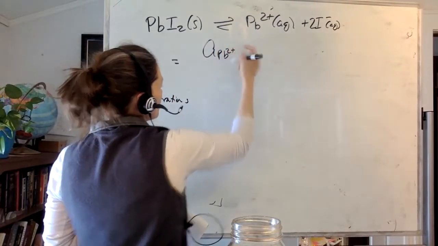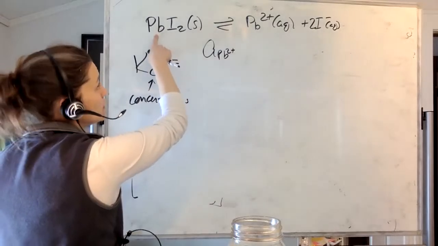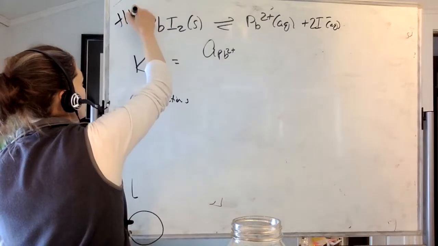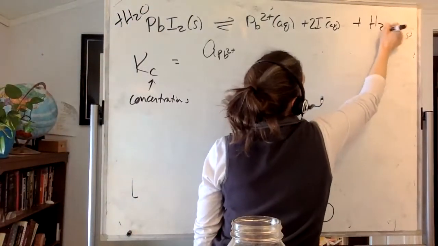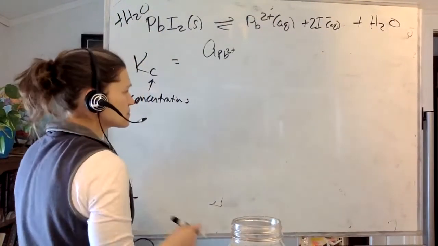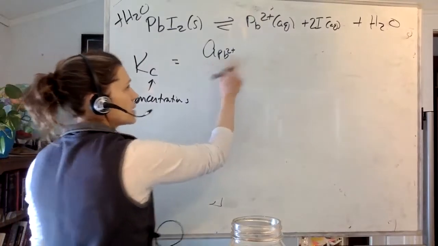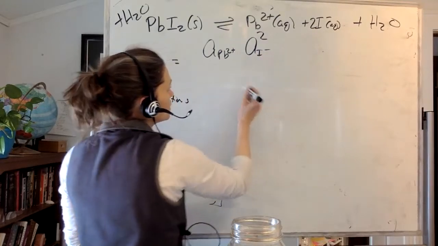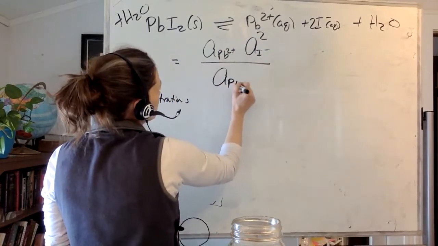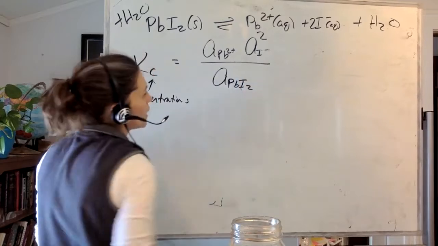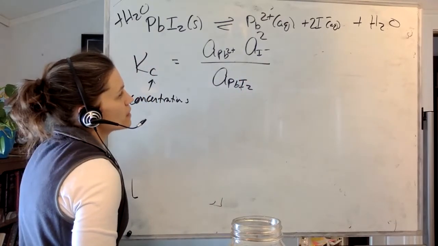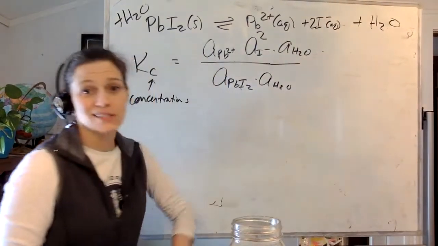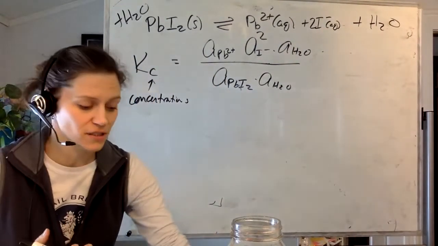activity of my lead, or sorry, I've got lead 2 iodide dissociating into lead 2 plus and 2 iodide, and this is in water. So water is our solvent. I'm going to have the activity of the cation times the activity squared of my ion divided by the activity of the solid lead 2 iodide. And then you're also going to have the activity of water. But in both cases, it's going to be 1, so it doesn't really matter. It's also going to cancel itself out.